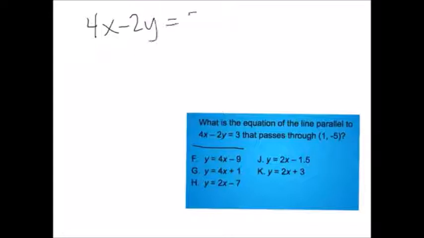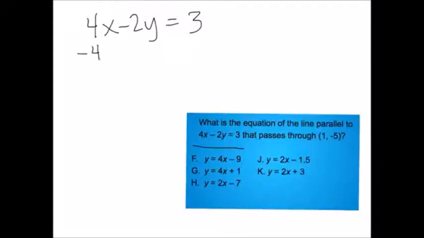And our goal is to find the equation of a line that's parallel to this line and passes through the point (1, -5). As you recall from Algebra 1, parallel lines have the same slope. So our line is going to have the same slope as this line up here, 4x minus 2y equals 3. Well, we need to figure out what the slope of this line is, and we need to isolate y in order to get it into slope-intercept form so we can easily identify the slope.